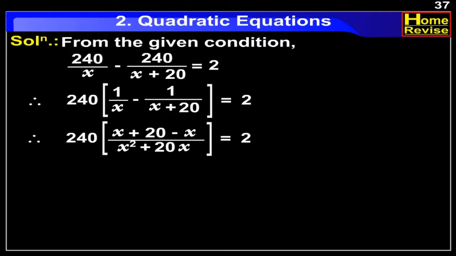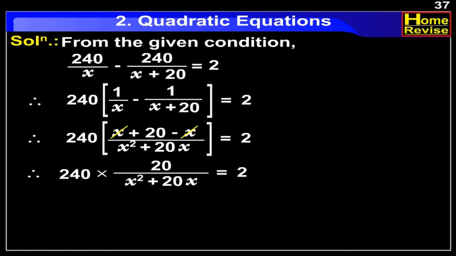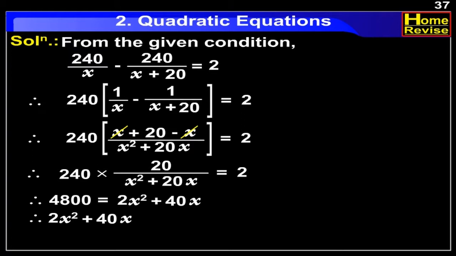Here, plus x and minus x gets cancelled out. Therefore, we have 240 into 20 upon x square plus 20x is equal to 2. Therefore, 4800 is equal to 2x square plus 40x. Therefore, 2x square plus 40x minus 4800 is equal to 0.